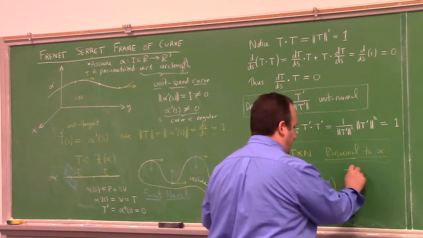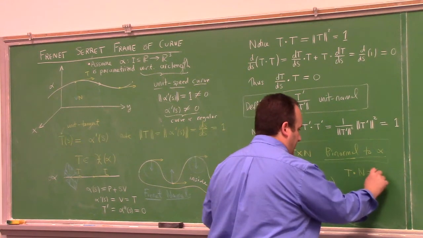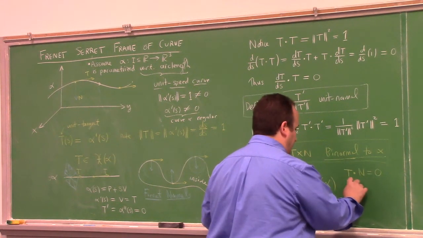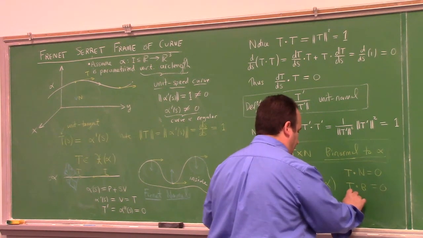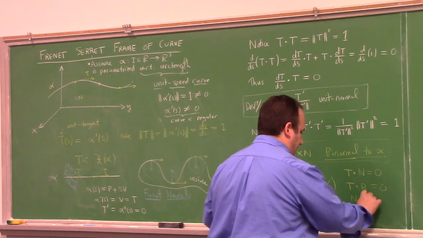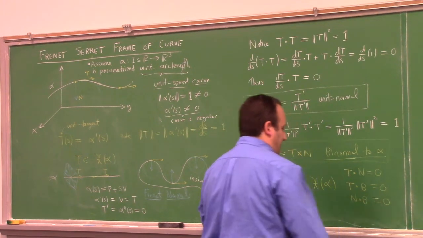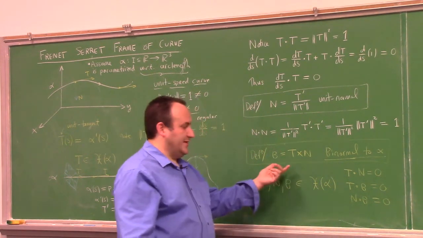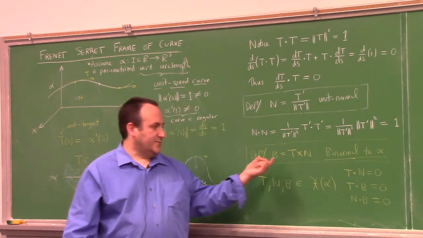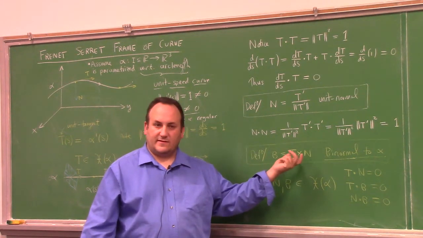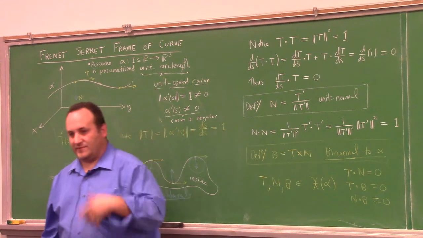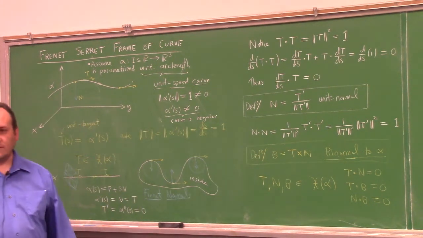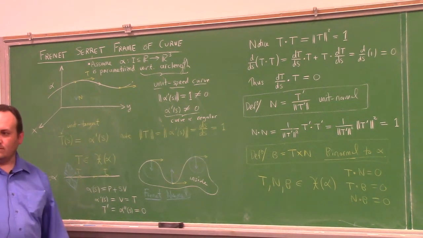Certainly t dot b is 0, right? And certainly n dot b is 0. How do I know the last? I mean, as Audric told me, construct it with a cross product. Well, we know cross products are perpendicular to both of the things that they cross, right? The dot product of b with t or b with n are both 0 by construction of the cross product, right?